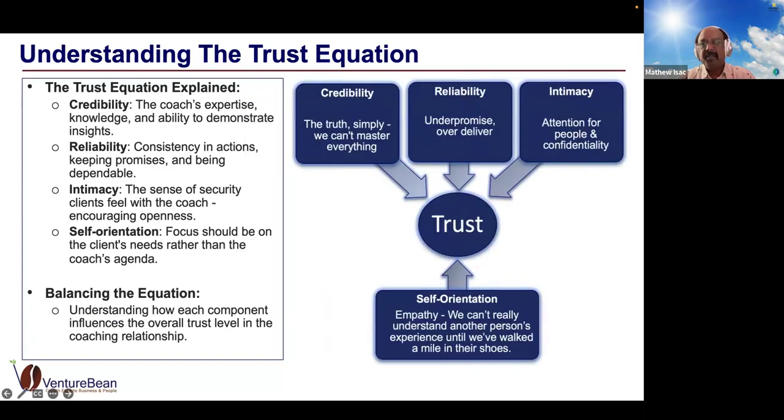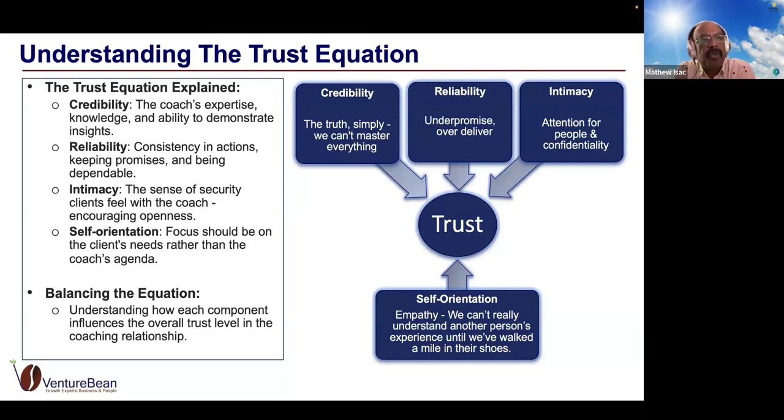Okay. Now, here's a simple one to get that as well. Okay. If you look at it, credibility, reliability, and intimacy build up trust while self-orientation pulls it down. So credibility it is state the truth. Okay. As coaches, we don't necessarily have to show that we are Superman. We aren't everything. Okay. It's okay to say that, hey, suppose the coachee asks for something, you can always say, hey, I'm not a master at this. I will check it out and revert to you.